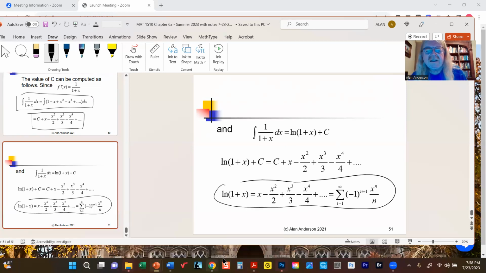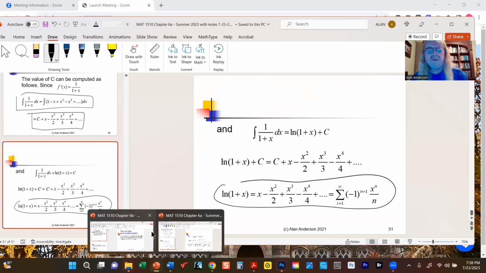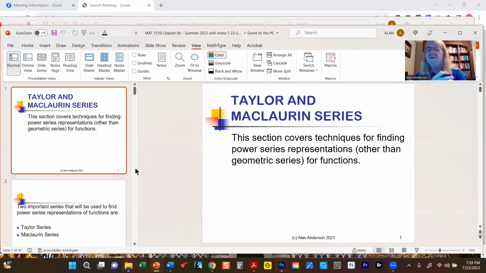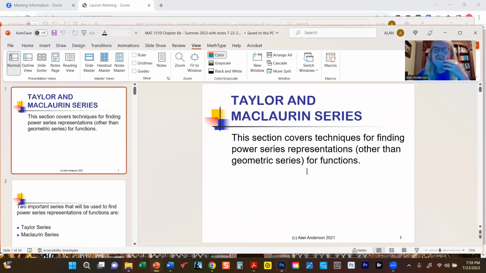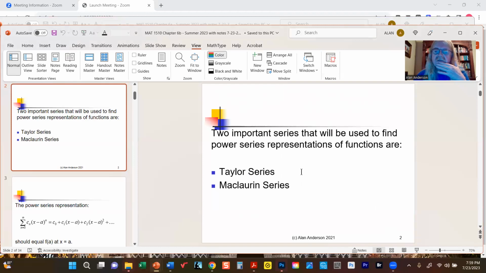All right, now this next section is two of the most important results in this area that are used constantly in applied areas to come up with approximations to very complicated functions. And they're referred to as Taylor series and Maclaurin series. We'll see as we go along, but these are two of the more important techniques we'll be learning in this chapter. And they're used for finding power series representations for functions.